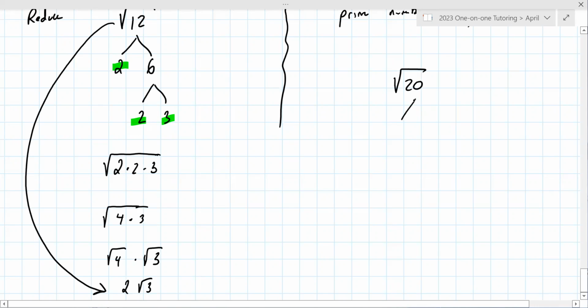Let's do the square root of 20. Is 20 divisible by 2? Yeah, 2 and 10. 2 and 10, and then try it again. Is 10 divisible by 2? 5 and 2. 2 and 5, good.